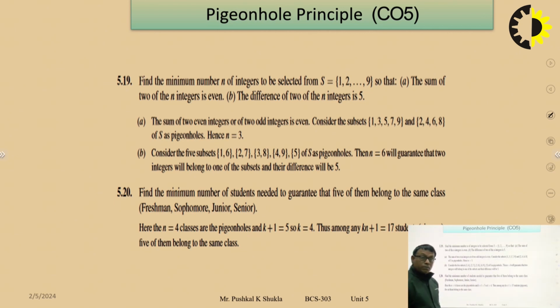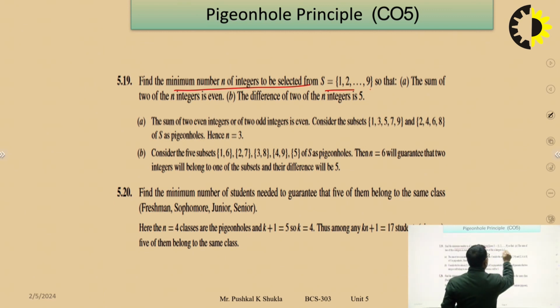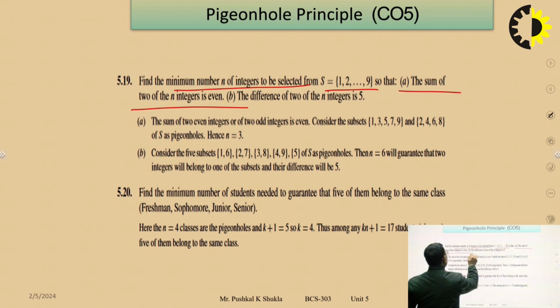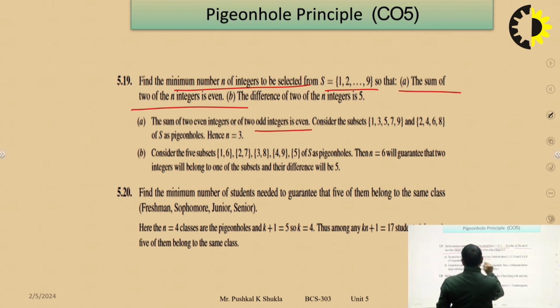Again, an example of the pigeonhole principle. Find the minimum number n of integers to be selected from S equal to 1 to 9 so that the sum of 2 of the integers is even. So we know that the sum of the 2 integers is even only when even plus even equal to even and odd plus odd equal to even. There are 2 possibilities, so there are 2 pigeonholes. So the sum of 2 even integers or 2 odd integers is even.